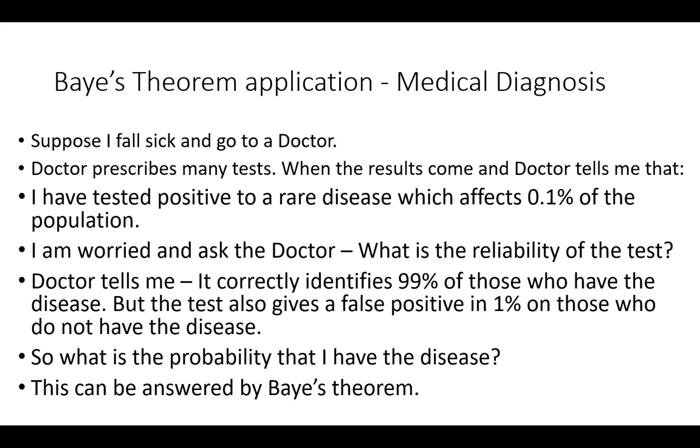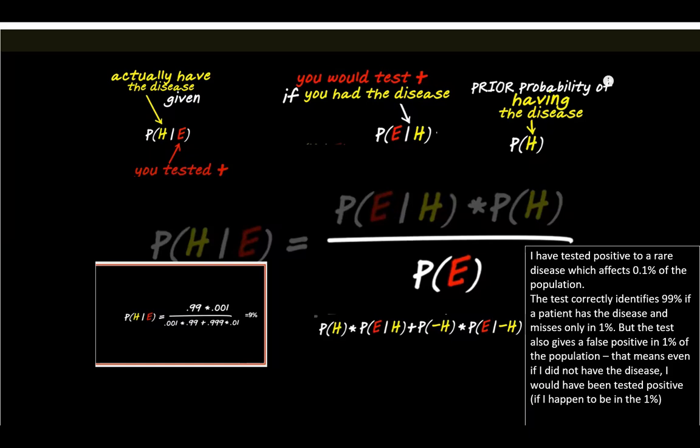Now, should I be worried or not worried? Because what is the probability that I have this rare disease? And this can be solved by Bayes theorem. Let's see how. Now, Bayes theorem states like this. Now, the various points here are the probability that you would test positive, the probability that I would test positive if I had the disease.